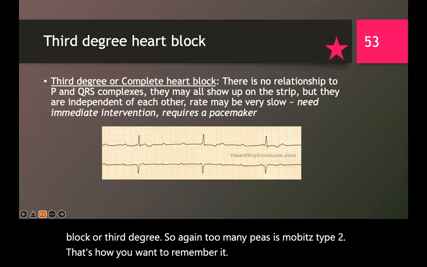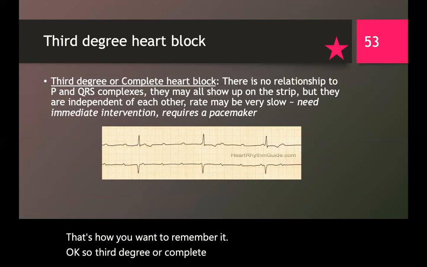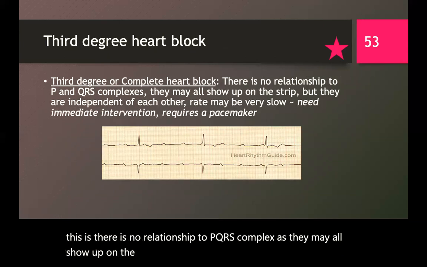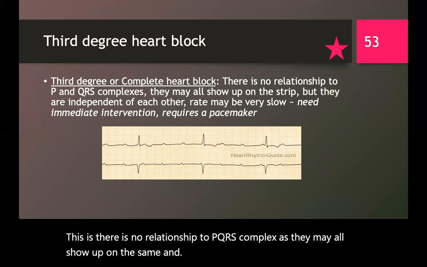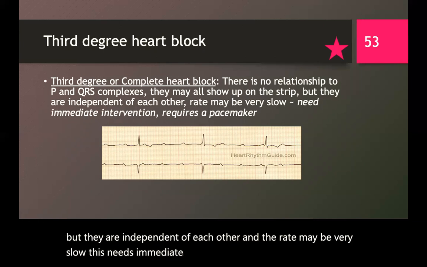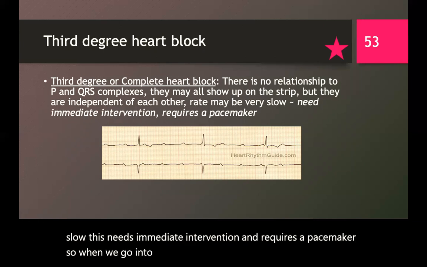Okay, so third degree or complete heart block. There's no relationship between P and QRS complexes. They may all show up on the same strip, but they are independent of each other and the rate may be very slow. This needs an immediate intervention and requires a pacemaker. So when we go into third degree heart block, we need a pacemaker to stay alive, okay?